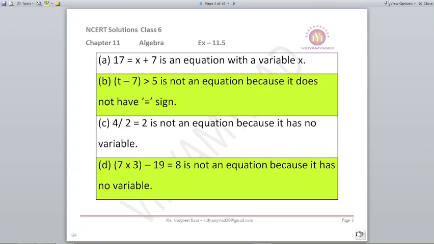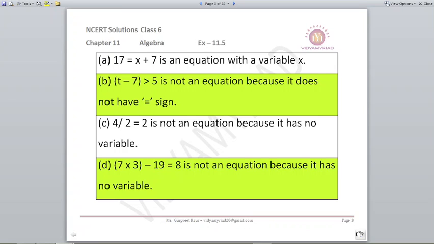B part, t minus 7 greater than 5. Now this is not an equation because we do not have an equal to sign. For an equation there has to be a left hand side and right hand side, and in the middle we will put an equal to sign. There should be numbers, there should be variables. Now in B part there is a variable t, there are numbers but there is no equal to sign. So we will say that it is not an equation.